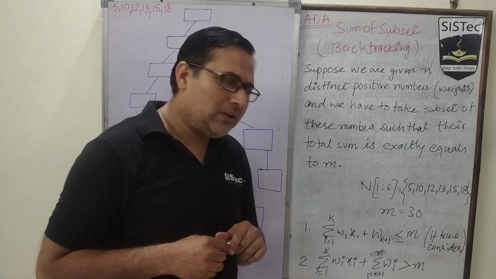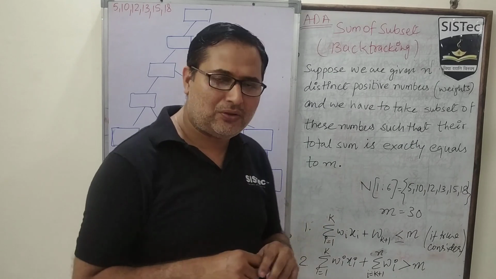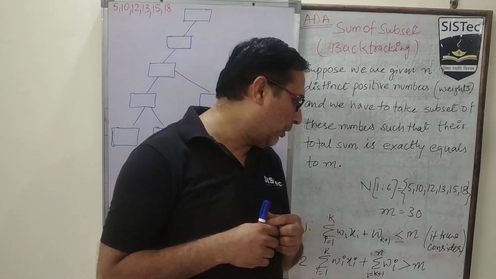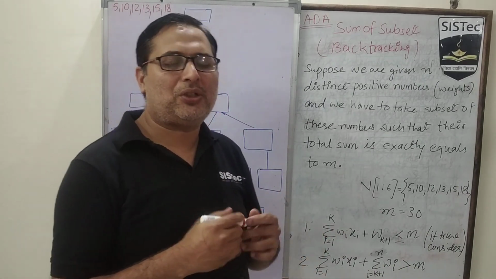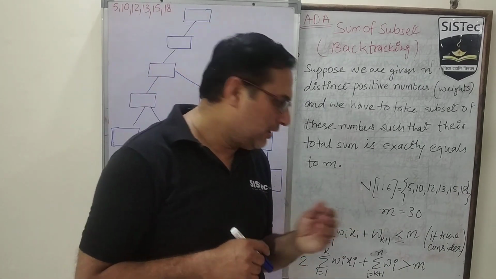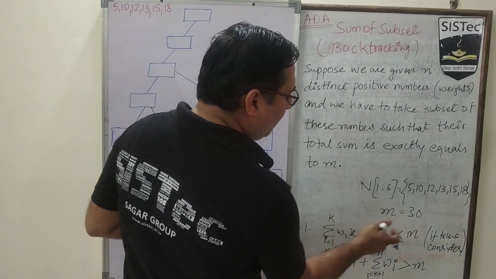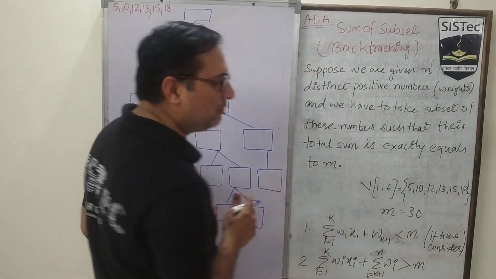Let us suppose we explore all possibilities to find the subsets, so what will be the scenario? Then we will see how, using a bounding function or applying constraints, we can reduce the maximum exploration of this solution space tree. Just consider, we have 6 weights and we have to find the sum equal to 30.